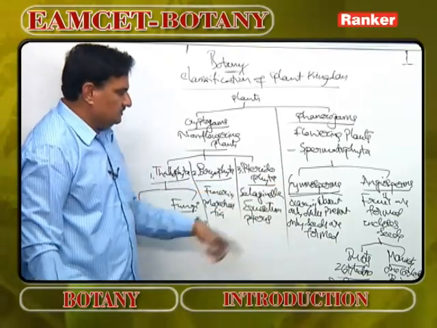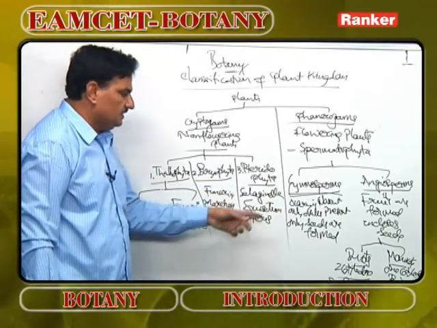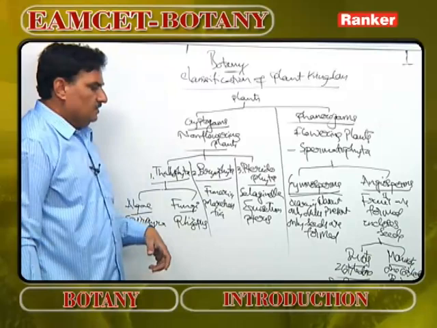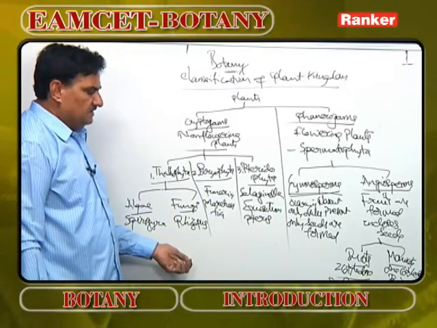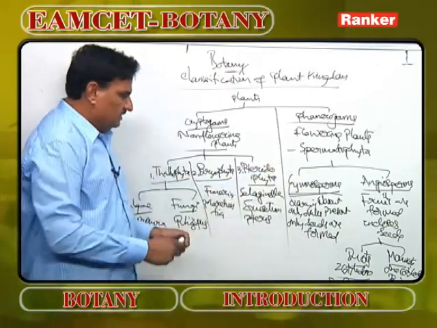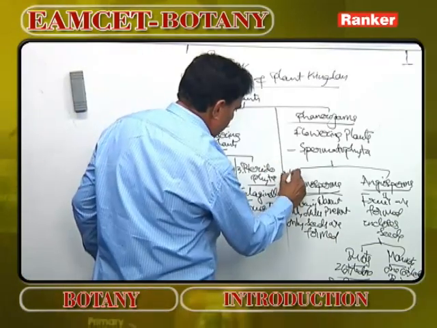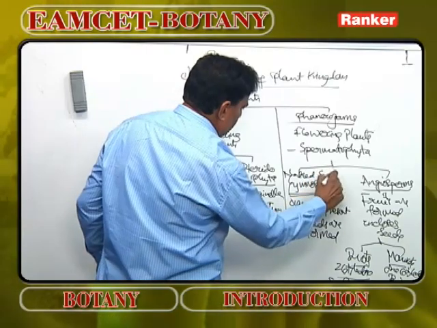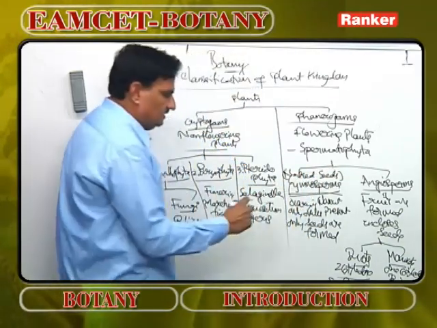Spermatophyta includes gymnosperms and angiosperms. Gymnosperms means the ovary is absent, only ovules are present, that's why only seeds are formed, no question of formation of fruits. And gymnosperm itself means naked seeds. Gymno means naked, sperm means seeds.